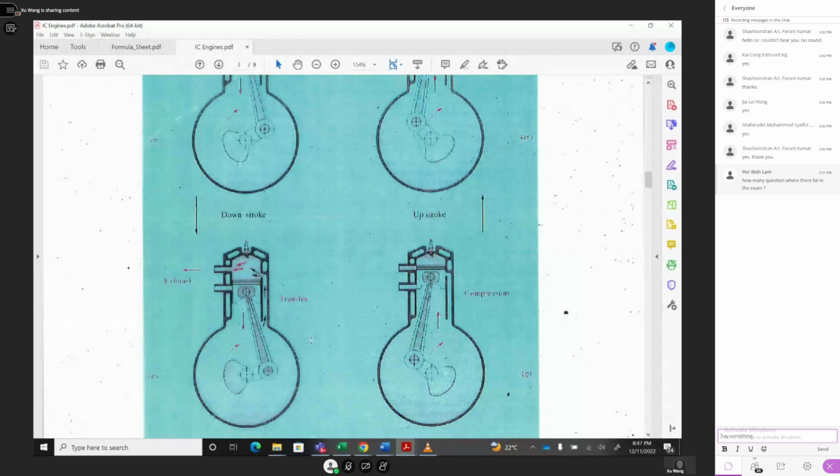Okay, this is called transfer. Transfer of fresh air, pushing the exhaust out. Transfer stroke. Okay. After that, you go further down to the bottom center, and then push up. Above these two positions, you close these two ports. Close the two ports and make a compression. Increase the pressure, compress this air and fuel.